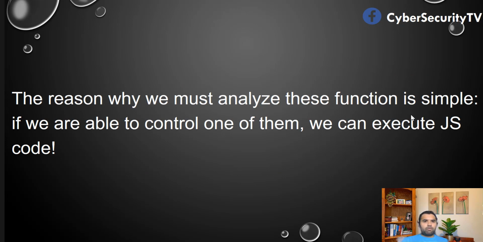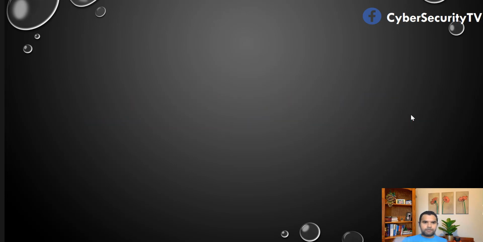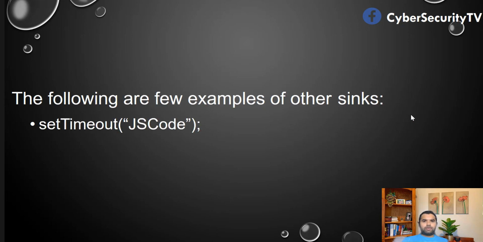So the reason why we must analyze these functions is simple. If we are able to control one of them, we can execute JavaScript code. Within one application, there might be a thousand lines of code, and within that, they might be using many functions, and they might be using eval as well, but let's say we are not able to control this eval function, but that's fine. We have so many opportunities as an attacker. You have so many options to attack the application by finding just one such function which can count as an execution sink.